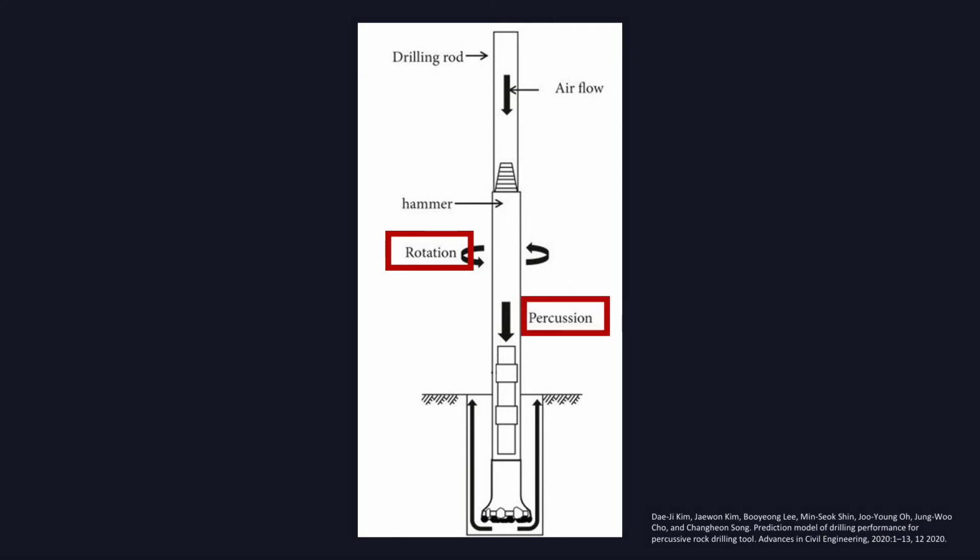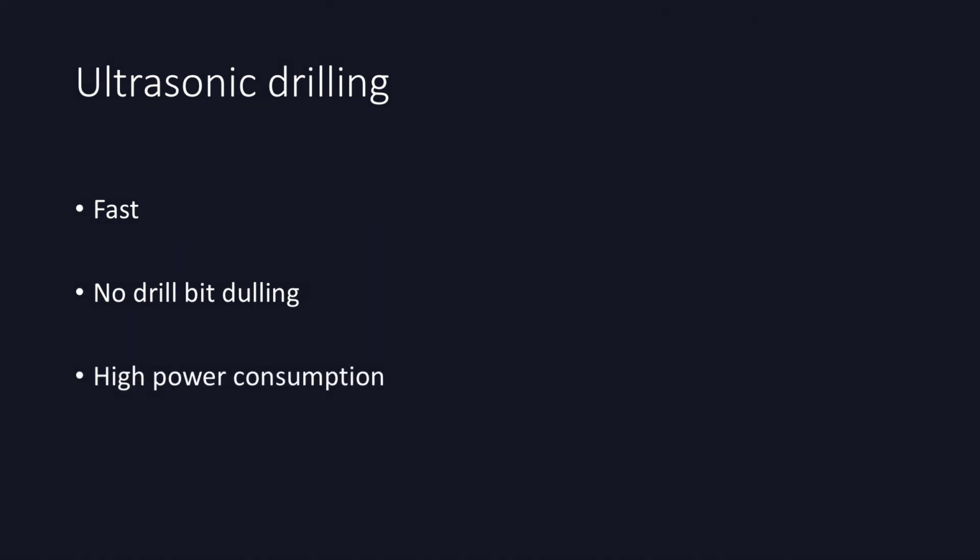The tool will be raised and then dropped for about 1 to 2 meters to break the sediment. One type of percussive drilling is ultrasonic drilling. This method is fast and does not suffer from drill bit dulling. However, the power consumption for ultrasonic drilling is very high, as is the energy dissipation when drilling softer rock.